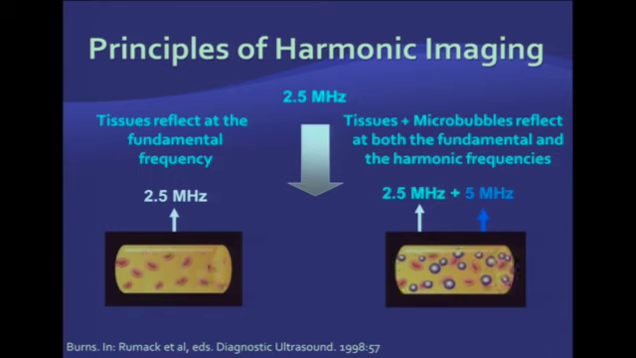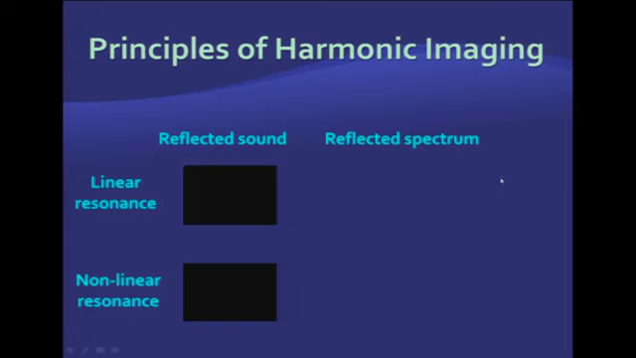As a result of this non-linear oscillation, when normal tissues are hit with 2.5 MHz frequency, they will return signal at 2.5 MHz. There will be no other frequencies returned, or at least no frequencies at high power enough to be detected by ultrasound system. When we introduce microbubbles, insonated tissues at 2.5 MHz will return signal at two different frequencies. One is 2.5 MHz, which is a fundamental or base frequency, and in addition you're going to detect signal at 5 MHz, which is produced by a nonlinear oscillation of microbubbles.